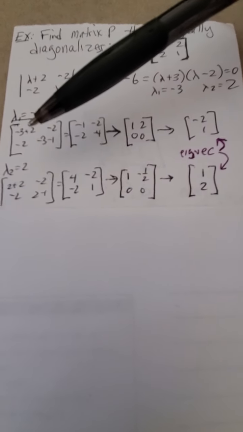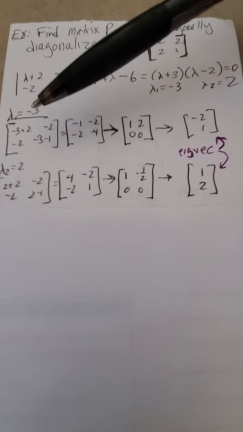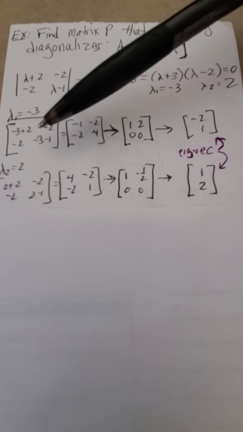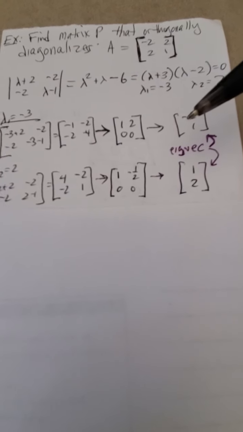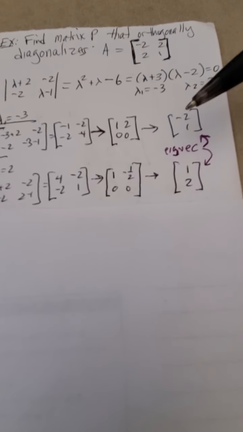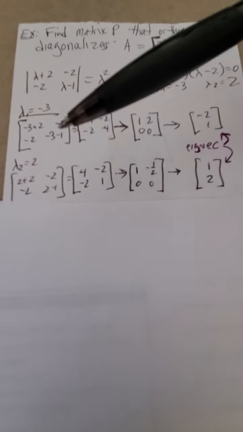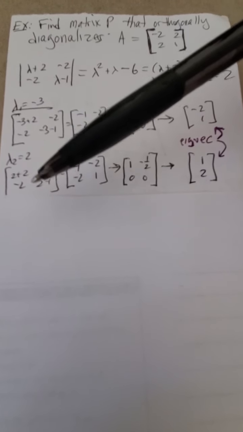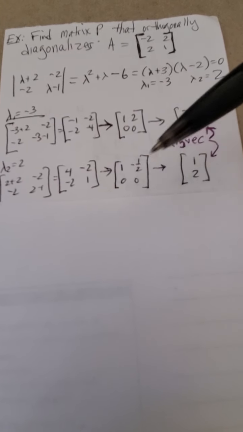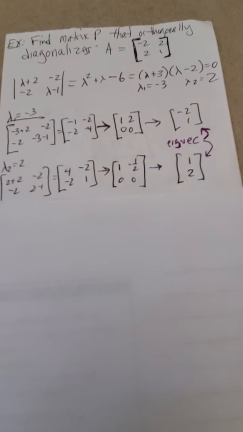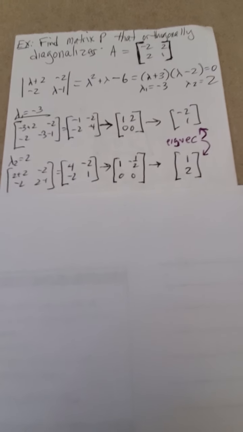And we're going to use those two eigenvalues to get our eigenvectors. And here's how we're going to do the first one. We're going to plug in lambda 1 equals -3, and we get this matrix, which reduces down to this, which yields this eigenvector right here, -2, 1. And then we're going to do lambda 2 equals 2. We're going to plug 2 in for lambda, which gives us this matrix, which reduces down to this matrix, which gives us this eigenvector.